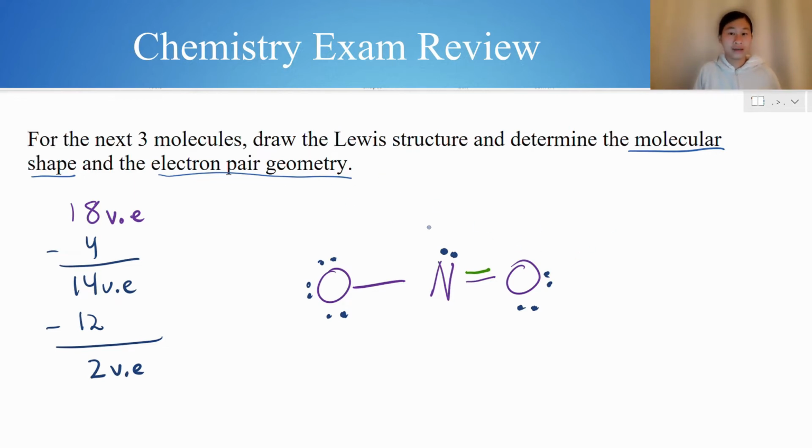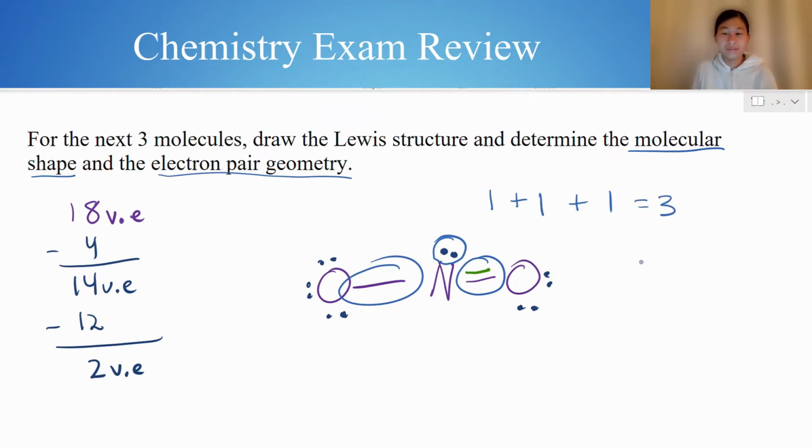Electron pair geometry counts the number of lone pairs plus the number of connections or links that the central atom makes. So in this example, we have one lone pair, we have one connection on the left, and we also have a connection on the right. So this equals 3. So a number of 3 groups around the central atom indicates a trigonal planar geometry.